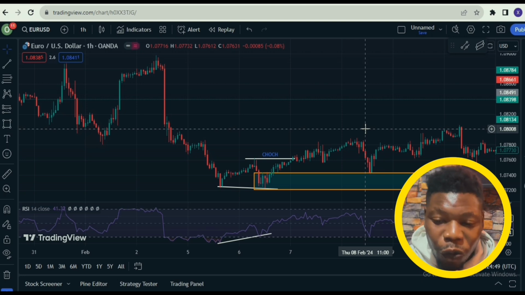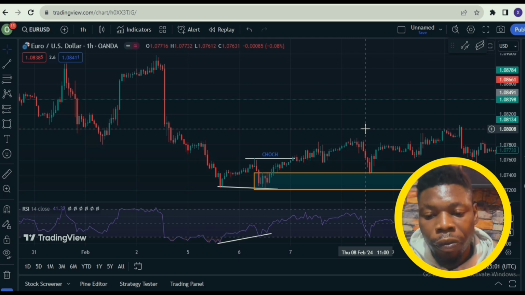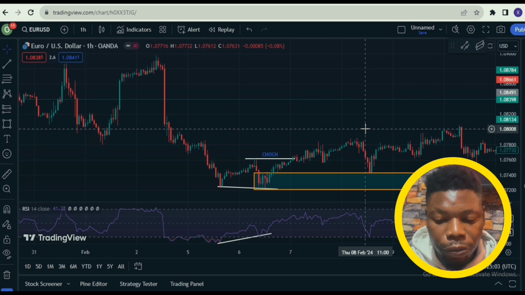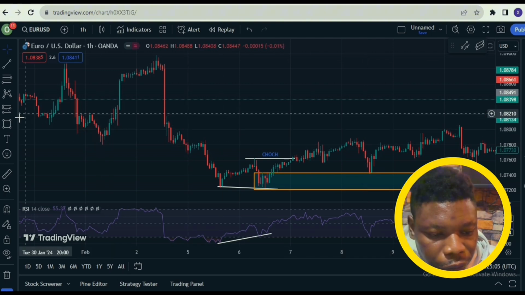Then wait for the market to trigger your trade. Very, very simple, guys. I can advise you, if you can just trade this strategy on 1 or 2 pairs, you're going to be profitable. You will be profitable. Let's proceed.